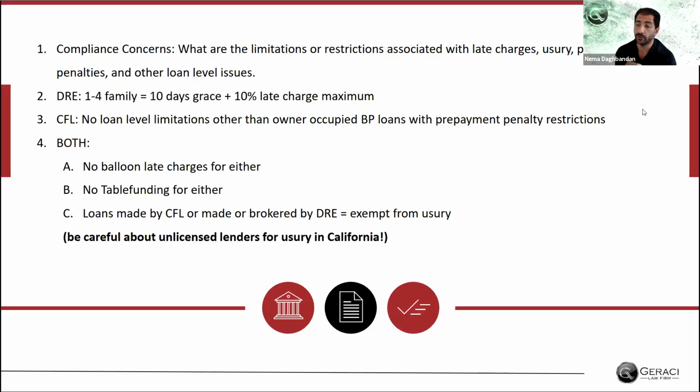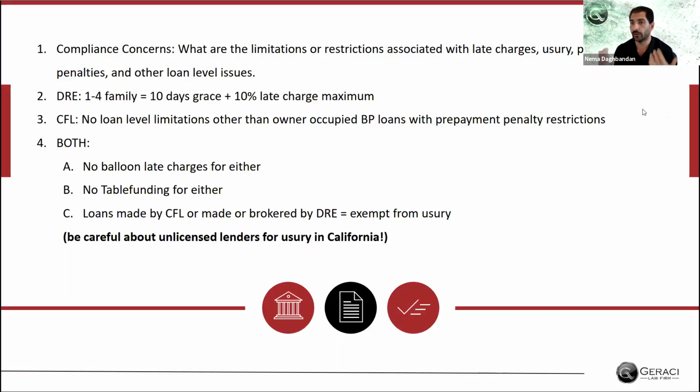Because your collateral is 1 to 4 family, you have to have a minimum 10-day grace period and a maximum 10% late charge on that periodic payment, right? That's a specific regulation that just happens to be under the Department of Real Estate regulations. It doesn't apply to California finance lenders. You could have a 5-day grace and a 15% late charge if you're a California finance lender. There's just no statutory restriction.